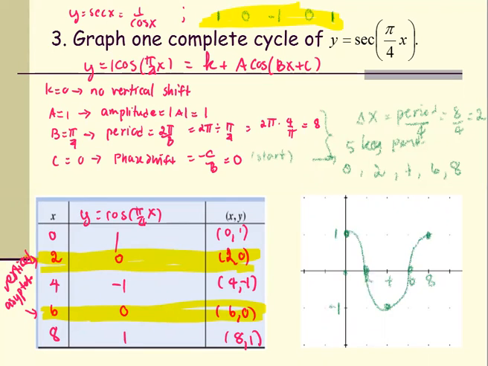At the points where the function value is 0, we get the vertical asymptotes for the secant graph. Then we draw the reciprocal graph for each part of the graph, on the left and on the right side of the vertical asymptote. So the graph in pink will be the graph for y equals secant of pi over 4x.